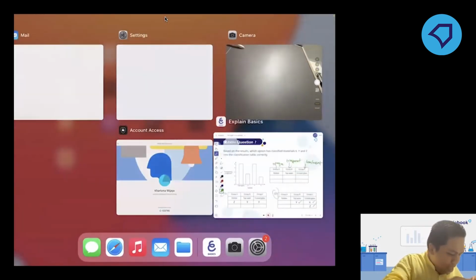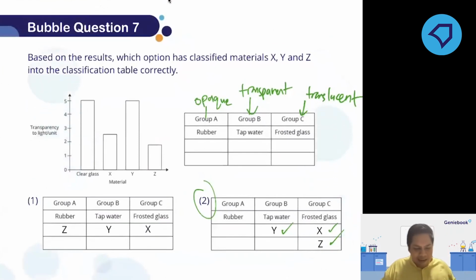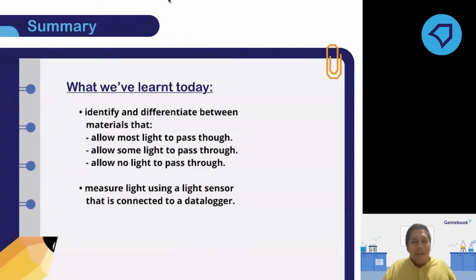So that's my experiment for today. Let me switch back to the lesson. I hope you have enjoyed today's lesson, including the experiment, and this is what we've learned today.